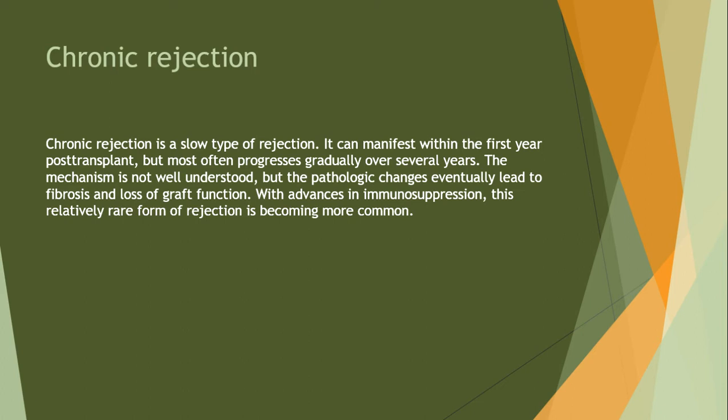Chronic rejection. Chronic rejection is a slow type of rejection. It can manifest within the first year post-transplant, but most often progresses gradually over several years. The mechanism is not well understood, but the pathologic changes eventually lead to fibrosis and loss of graft function. With advances in immunosuppression, this relatively rare form of rejection is becoming more common.